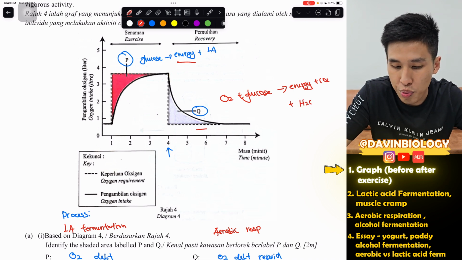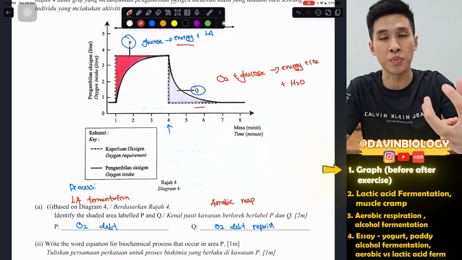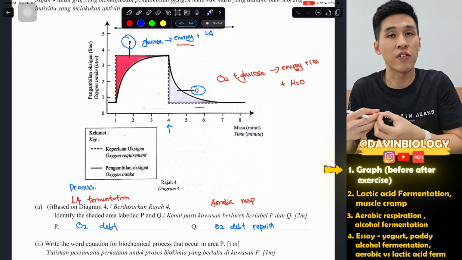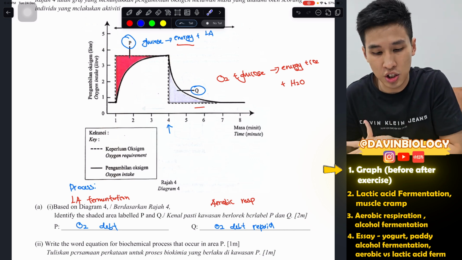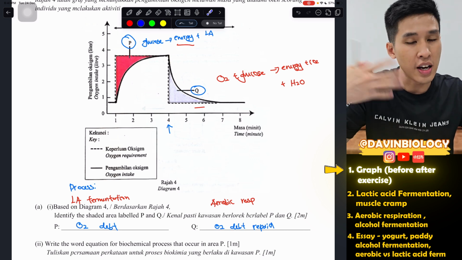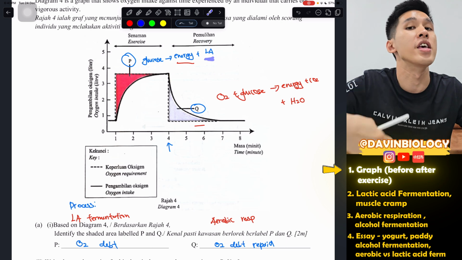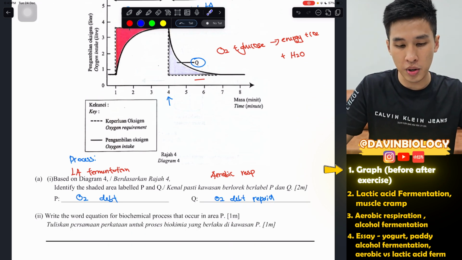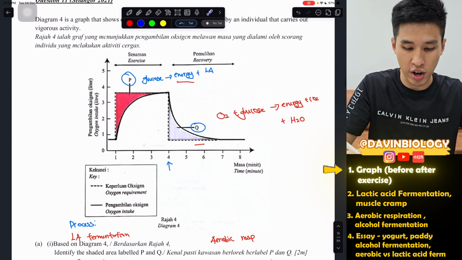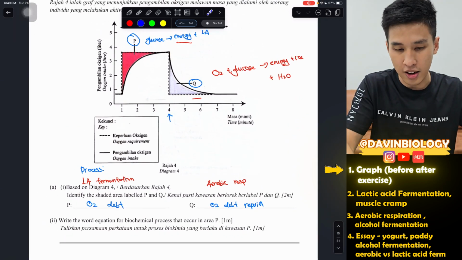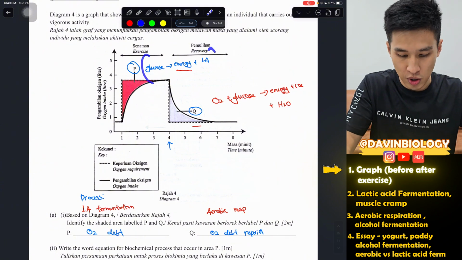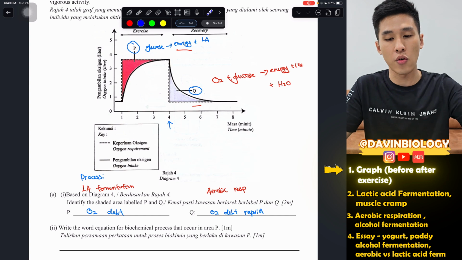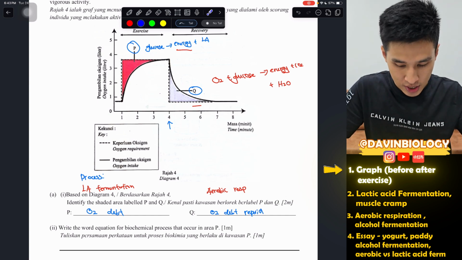But at the same time, as you breathe in oxygen, there is excess oxygen that you breathe in because here you're not lacking oxygen anymore. So the excess oxygen you use to then oxidize the lactic acid. So that's called repaying the oxygen debt. Okay. So the word equation for the biochemical process at A. Biochemical reaction means the process over here. Now in the exam, remember you have to write the words. So spell everything: glucose, oxygen, energy plus lactic acid.